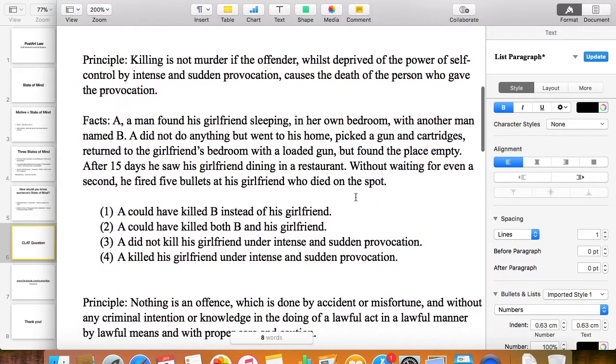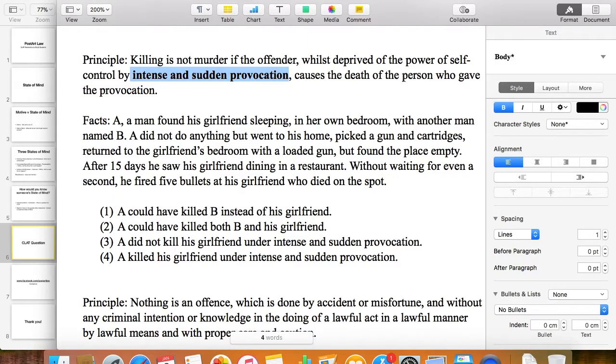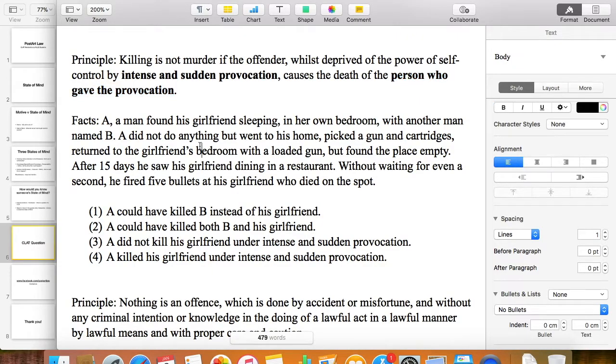Now, moving on to the next question. So, killing is not murder if the offender, whilst deprived of the power of self control by intense and sudden provocation, causes the death of the person who gave the provocation. Okay, now look at this question. So, there are a couple of components in this question. Here there has to be an intense and sudden provocation, and there has to be the death of the person who caused the provocation, right? So these two are important elements.